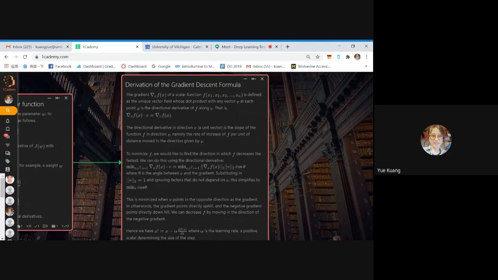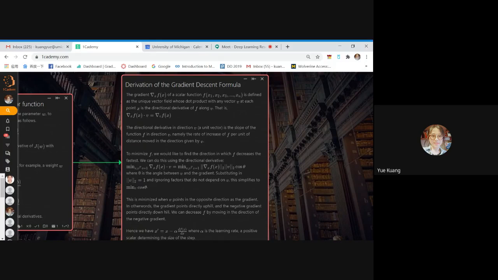You can see the gradient dot product with v, and the right-hand side is the directional derivative of f along v. The directional derivative in direction v is the slope of the function f in direction v. Namely, it is the rate of increase of f per unit of distance moved in the direction given by v. And since we want to minimize f, we would like to find the direction in which f decreases the fastest. So we can do this by using the directional derivative.